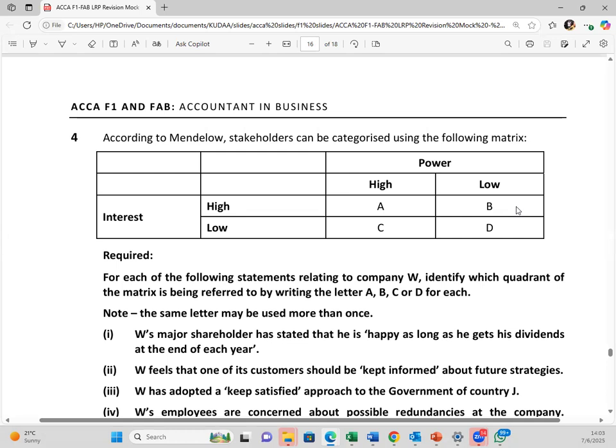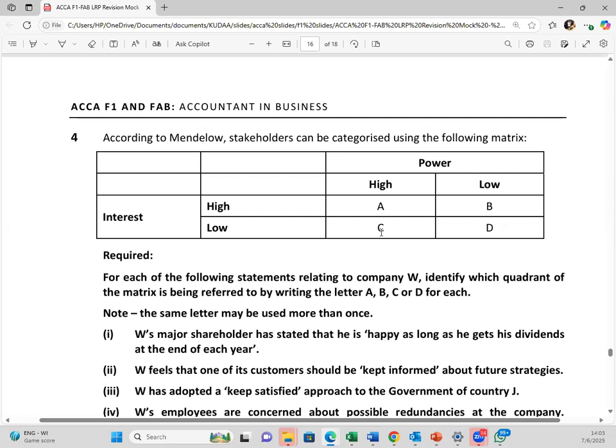So those ones with low, oh, sorry, it's the wrong quadrant. I'm supposed to be on C here. High power but low interest. That's the government. So the government is at C there, where we have high power but low interest.